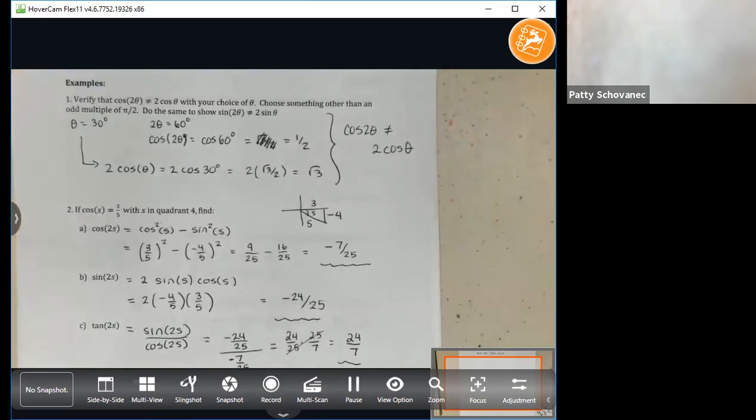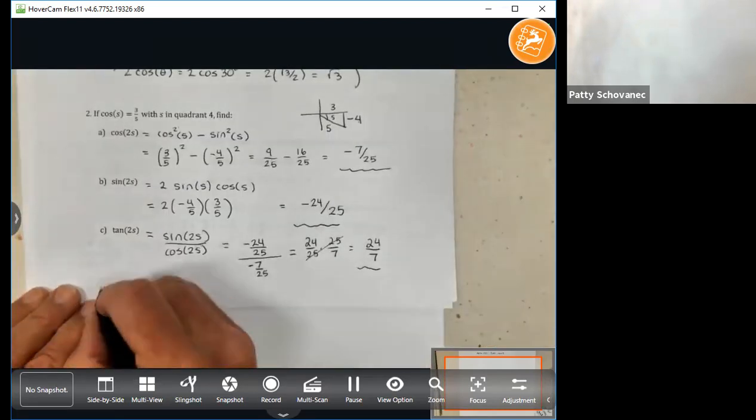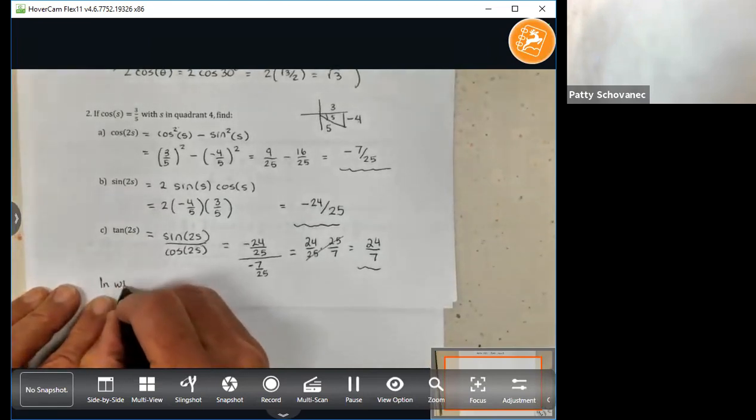Now look at those three values. The cosine of 2S is negative, the sine of 2S is negative, and the tangent of 2S is positive. In what quadrant is angle 2S? Quadrant 3. Tangent is positive, sine and cosine are negative. So in what quadrant?